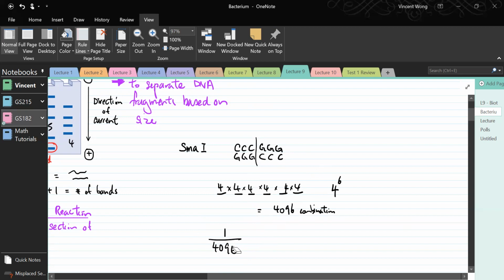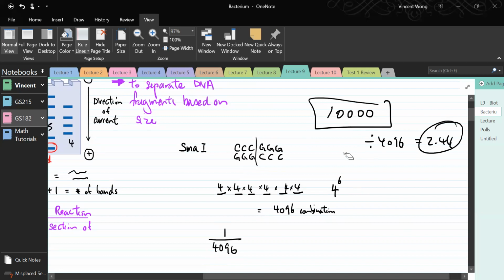If you have a sequence that is, let's say, I'm making this up, let's say you have a sequence that is 10,000 nucleotides long. Okay, and you expose it to SmaI. How many times do you expect to cut it? Well, if it's completely random, you expect this sequence to show up every 4,096 bases. So if you take 10,000 divided by 4,096, you get 2.44. Okay, so statistically speaking, you would expect this thing to get cut twice.